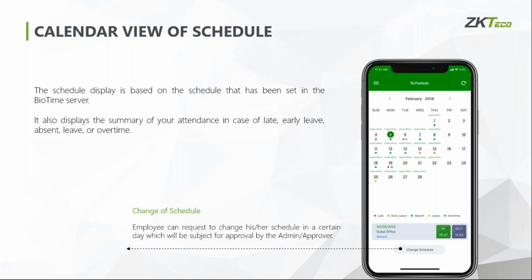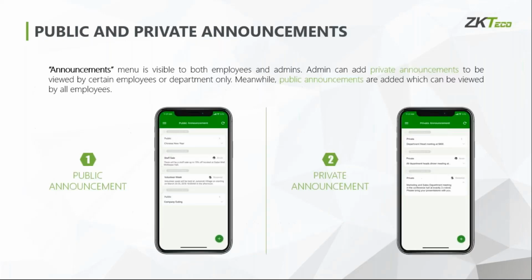And public and private announcement. The public announcement can be useful for meetings like weekly meetings or some important sudden announcements, all these things. For a private announcement, you can choose department wise or employee wise and you can push the announcement.